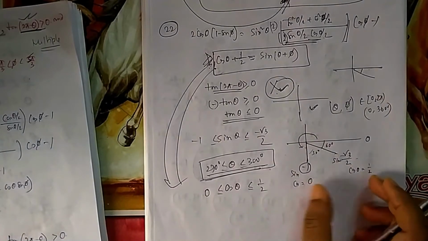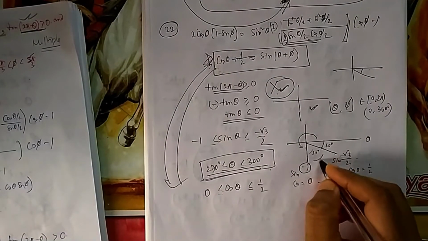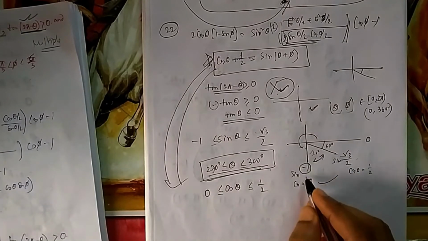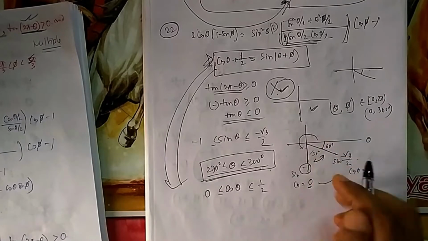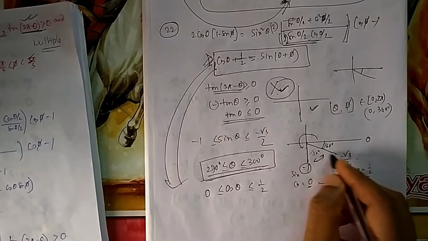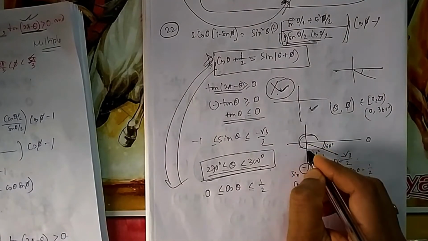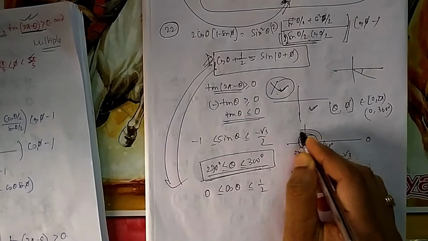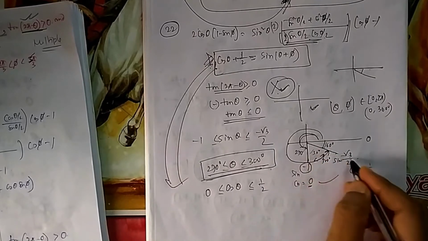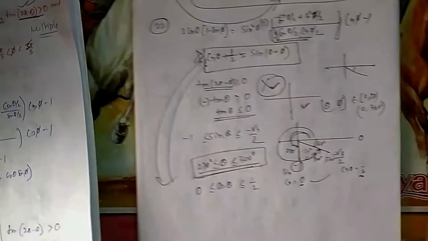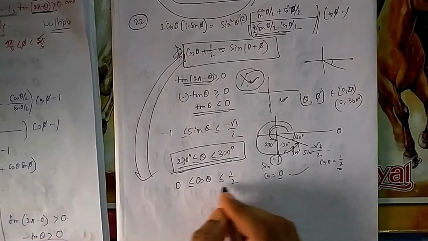You can see here, if my theta is ranging from here to here, so here cos theta is 0, here cos theta is half, because it is the positive quadrant. You can see this angle is 60 because this line will give me half. So if I come up to 270 it is this much, and this is my 300. So ultimately this line, cos 300, will give me half. So my cos theta will lie between 0 to half.